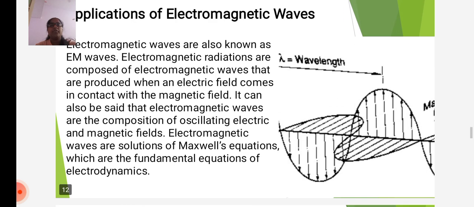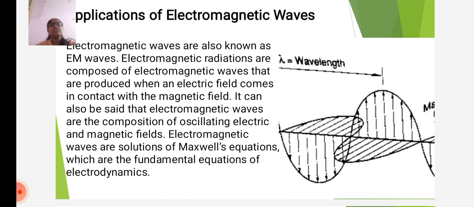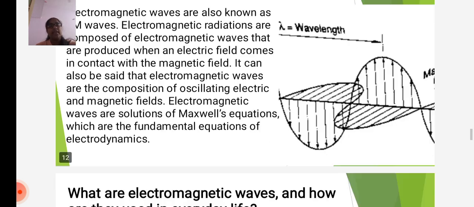Electromagnetic waves are also known as EM waves. Electromagnetic radiations are composed of electromagnetic waves that are produced when an electric field comes in contact with the magnetic field. It can also be said that electromagnetic waves are the composition of oscillating electric and magnetic fields. Electromagnetic waves are solutions of Maxwell's equations, which are the fundamental equations of electrodynamics.